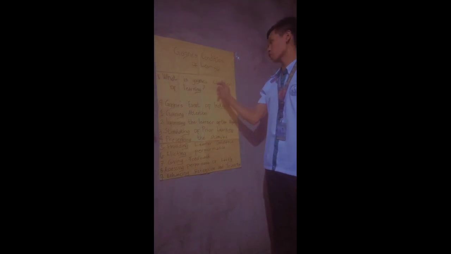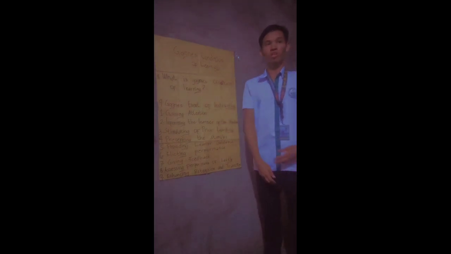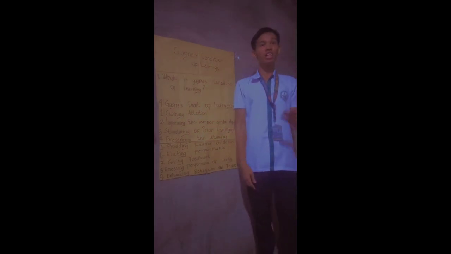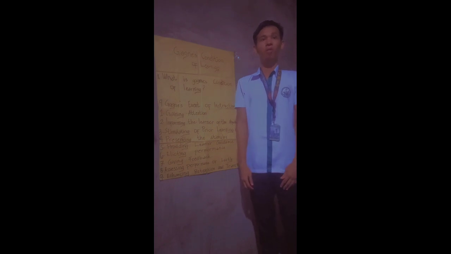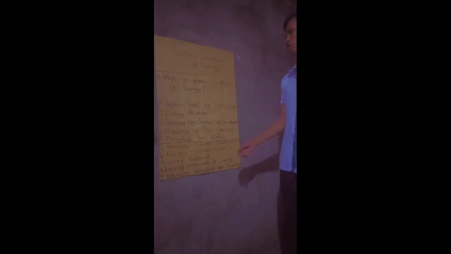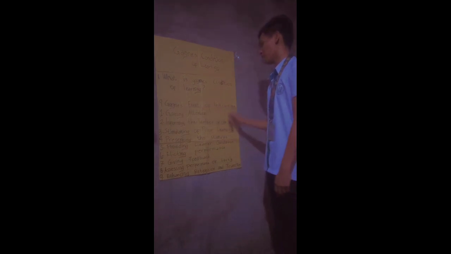So, what is Gagne's Conditions of Learning? Gagne's Conditions of Learning is a theory developed by psychologist Robert Gagne that explores the factors that contribute to effective learning. In Gagne's Conditions of Learning, there are nine events of instruction.